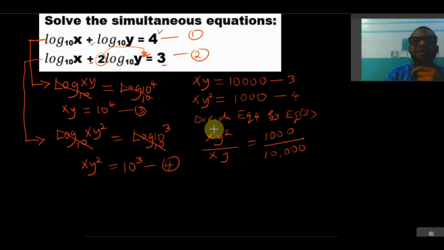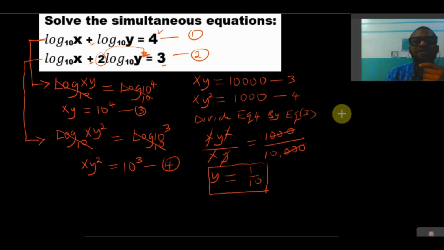Okay, now my x will cancel my x, my y will cancel one of the y's here, then my 3 zeros will cancel these 3 zeros. What remains is that my y equals 1 over 10. So this is the value of my y. Now it's left for me to find x. So I will substitute this into any of the equations here. So let's pick equation 1.